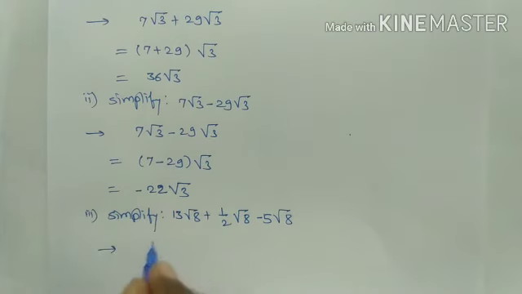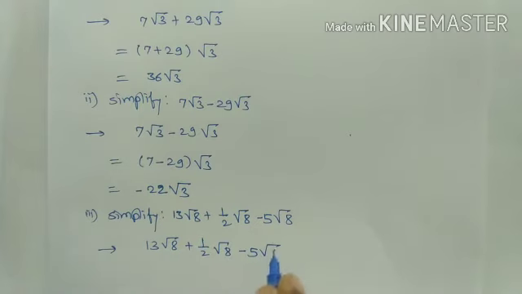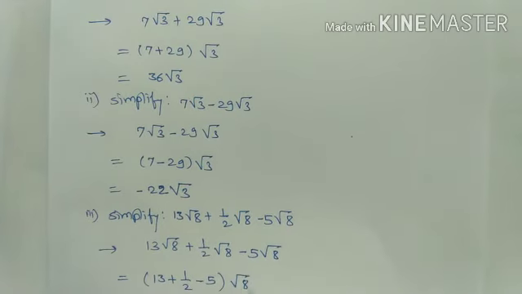See, first we write the given example. 13 root 8 plus 1 by 2 root 8 minus 5 root 8. In these three surds, root 8 is common. We add this 13 plus 1 by 2 and minus 5. And this root 8 is common.